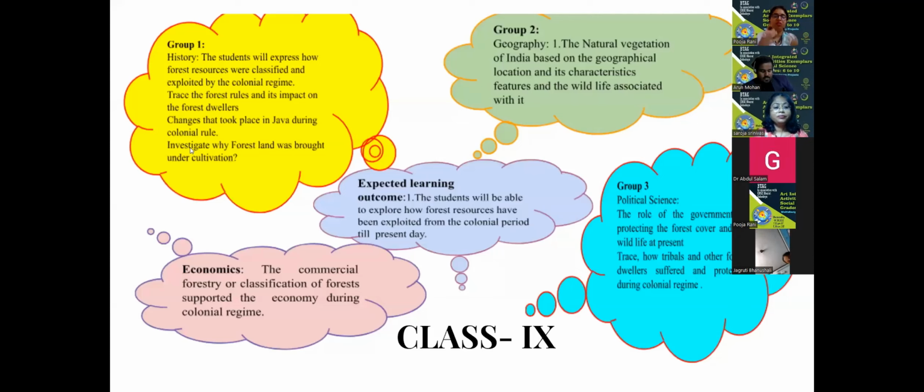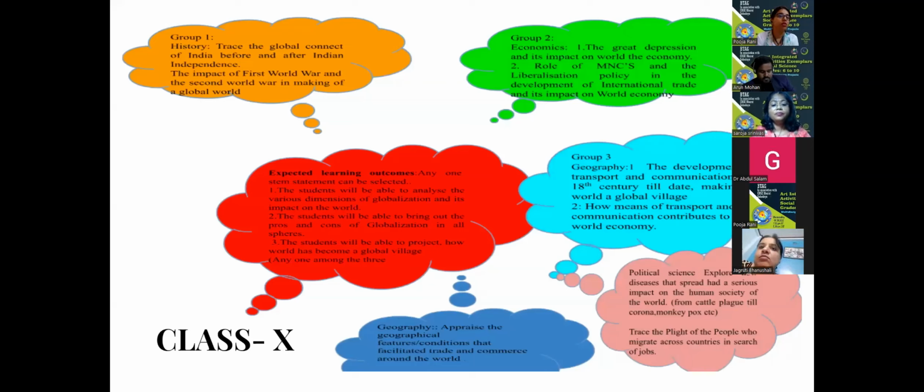For the class strength, again we'll relate some topic with the class strength also. So we can again assign the group activity. They can do the investigation project. So group 1 will be for the history. Trace the global connect of India before and after Indian independence. The impact of First World War and Second World War in the making of a global world.